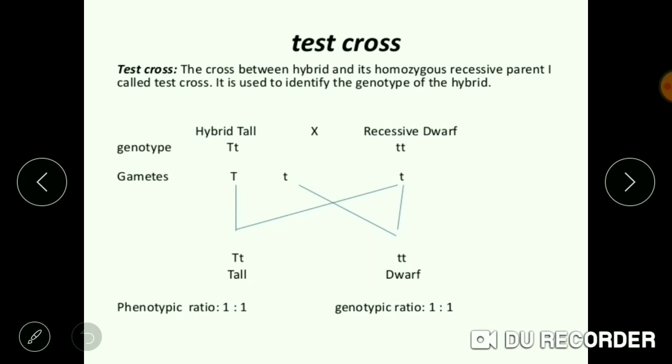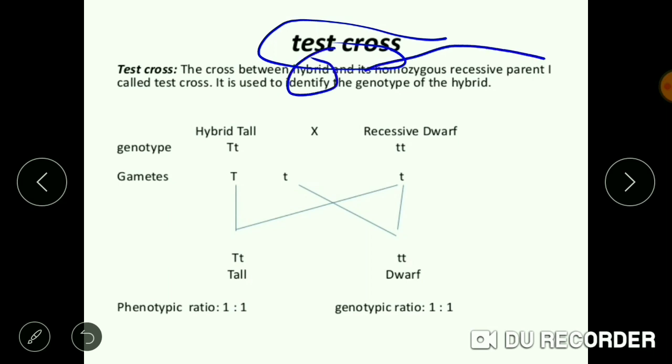Now we move on to another topic, which is test cross. The cross which is performed between the hybrid and its homozygous recessive parent is called a test cross. And it also helps us to identify the genotype of the hybrid. How this is done, we'll talk about.